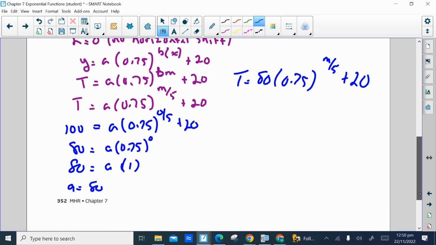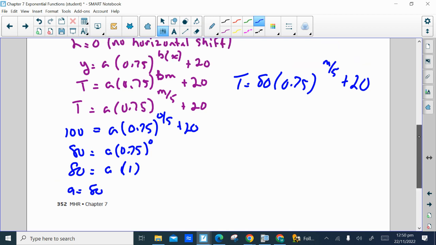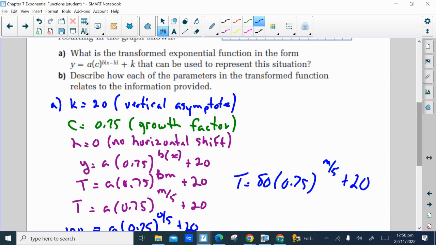Describe how each of the parameters in the transform function relates to the information provided. Well, we've kind of already done that. We said, well, this is what K is and this is why. C is 0.75 and this is why. So we've already explained what those parameters are and where they come from. Okay?